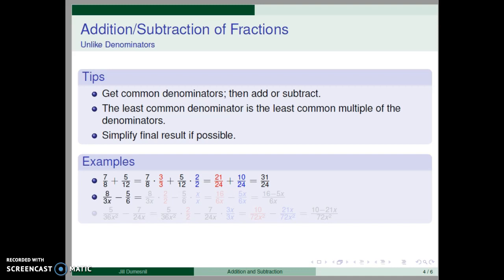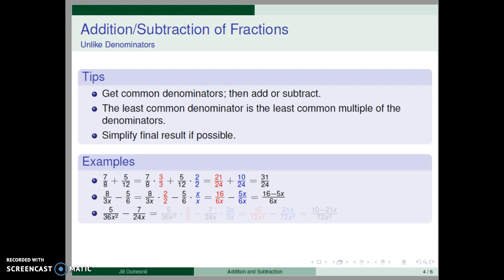To compute 8 over 3x minus 5 over 6, we again need common denominators. The least common multiple of 3x and 6 is 6x. So we rewrite 8 over 3x by multiplying by 2 over 2, and rewrite 5/6 by multiplying by x over x. This gives 16 over 6x minus 5x over 6x. Since we now have common denominators, we subtract the numerators and get 16 minus 5x all over 6x, which is reduced to lowest terms.